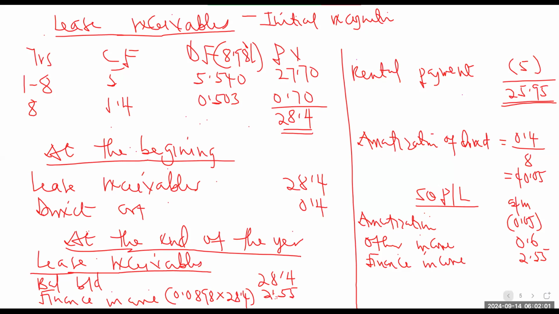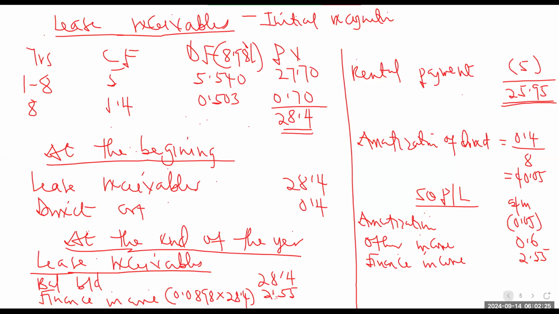Or you can say the entity should charge an amortization of the direct cost as an expense to profit or loss. The variable payment, which has been received because the production has exceeded the output level, should be treated as other income of 0.6. Then we have the finance income of 2.55. Those are the figures that will go to the statement of profit or loss.